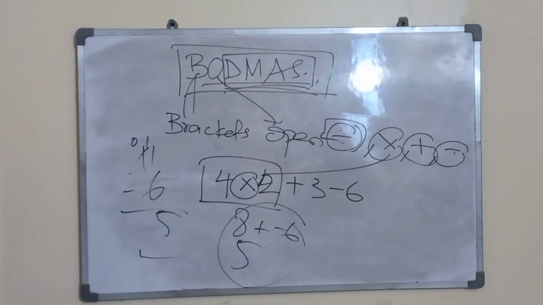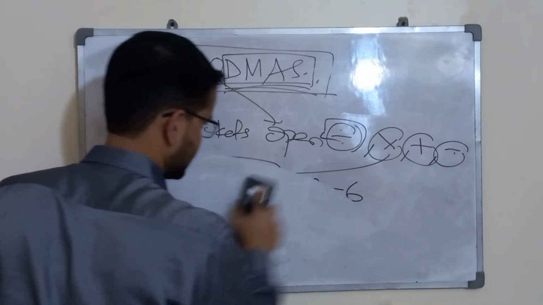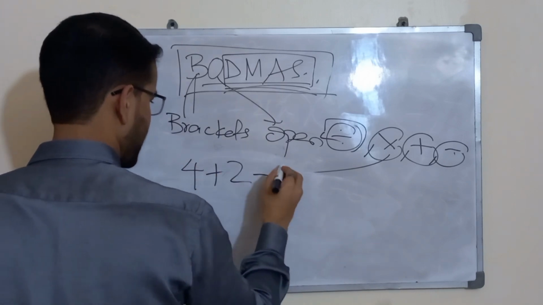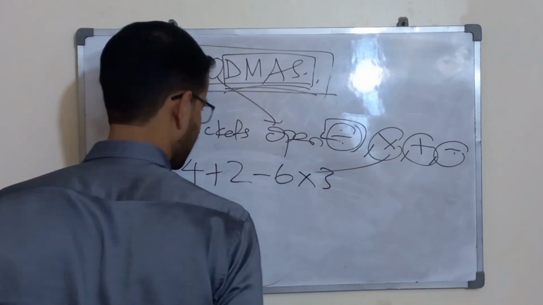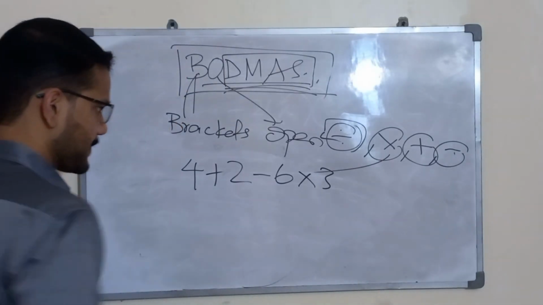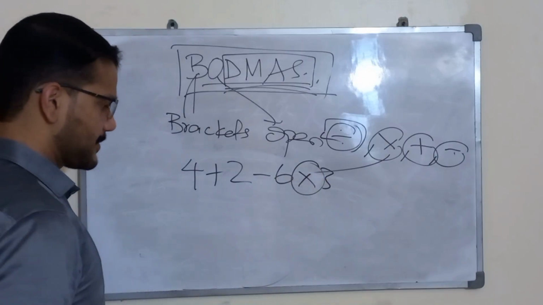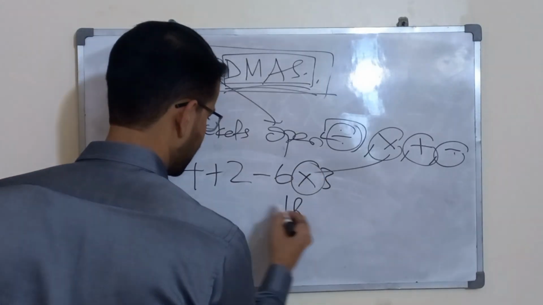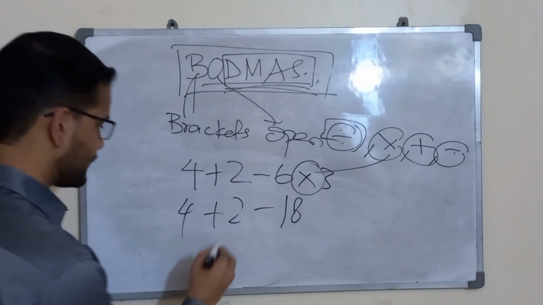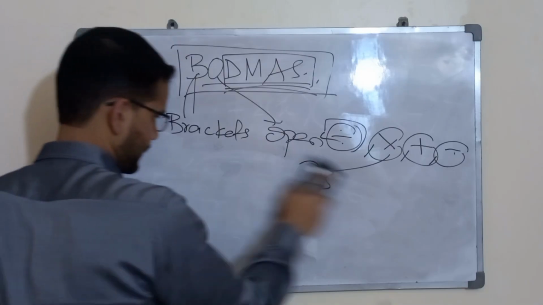Similarly, let's take another example over here. Let's say our question is 4 plus 2 minus 6 multiplied by 3. Now, what would be our first step over here? In accordance with the BODMAS rule, multiplication. So 6 multiplied by 3 would be what? 18. 18 minus 2 plus 4. Now, 4 plus 2, 6 minus 18 is 12. 12 is our answer.